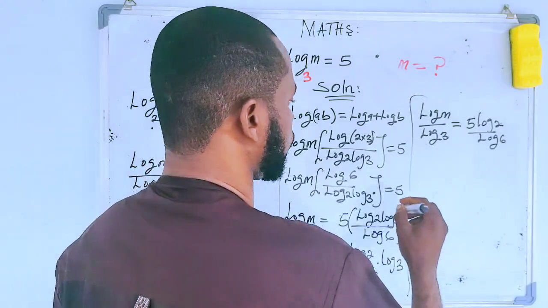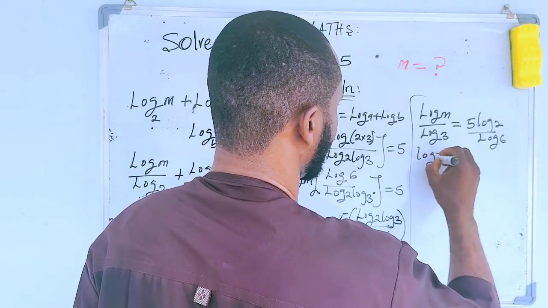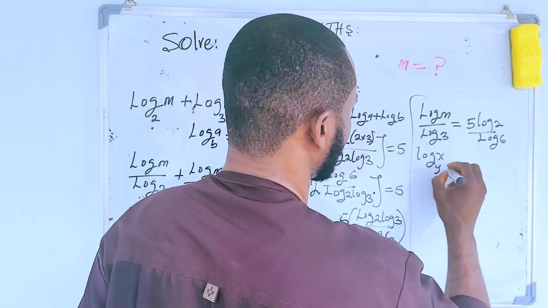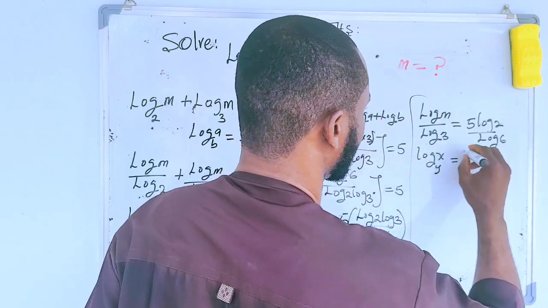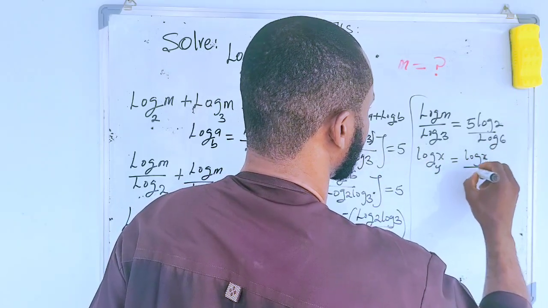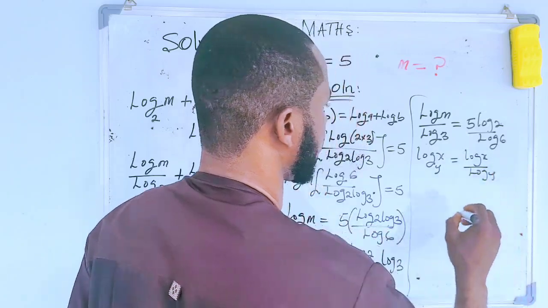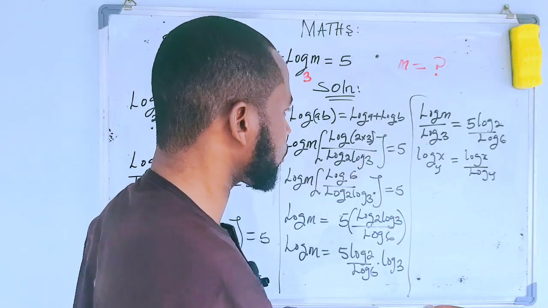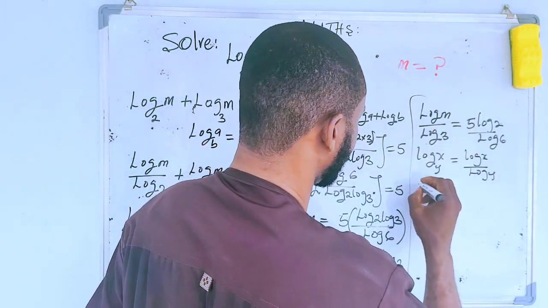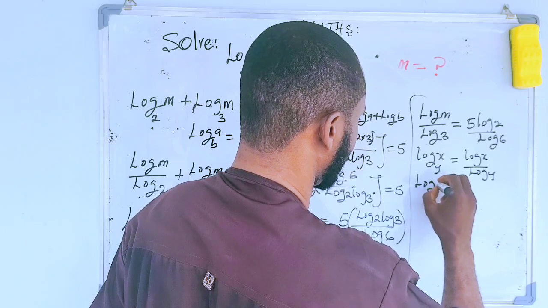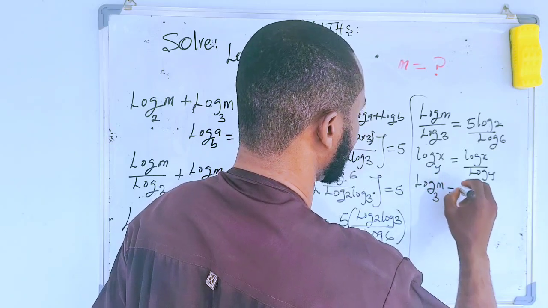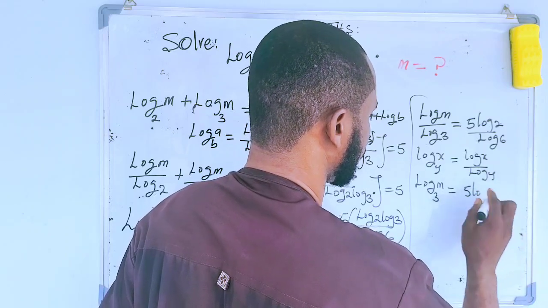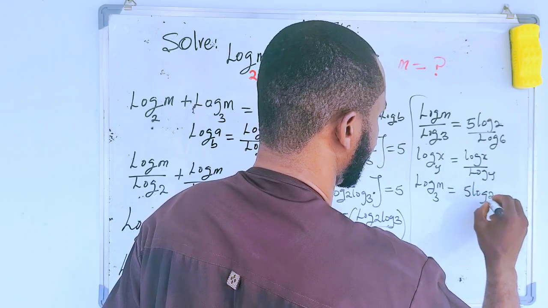Recall that log x base y is equivalent to log x divided by log y. In that case, we are going to apply this down here, and this equation becomes log m base 3 equals 5 log 2 base 6.